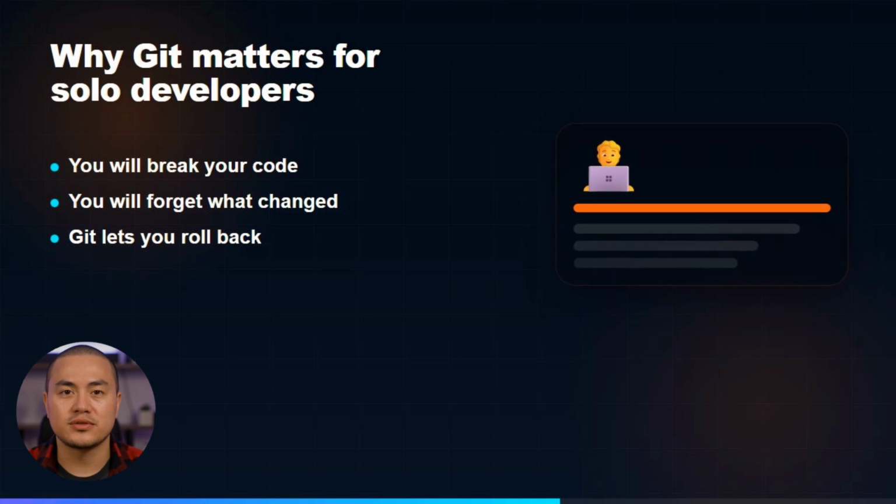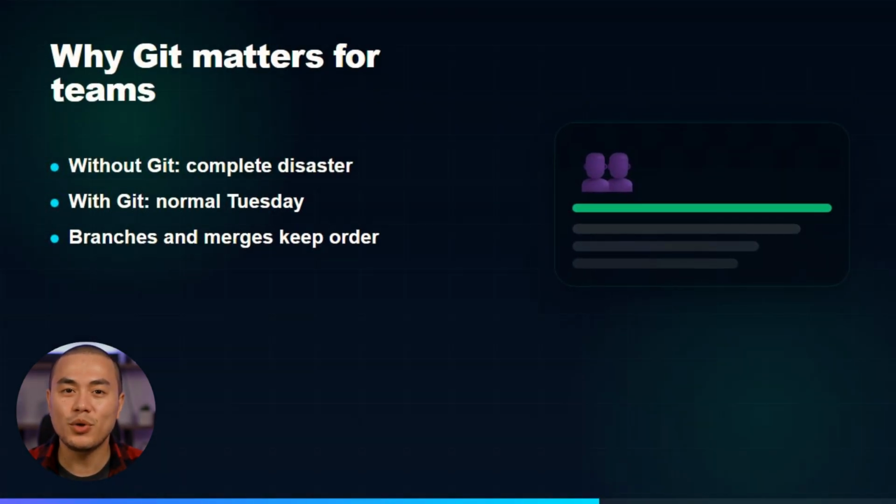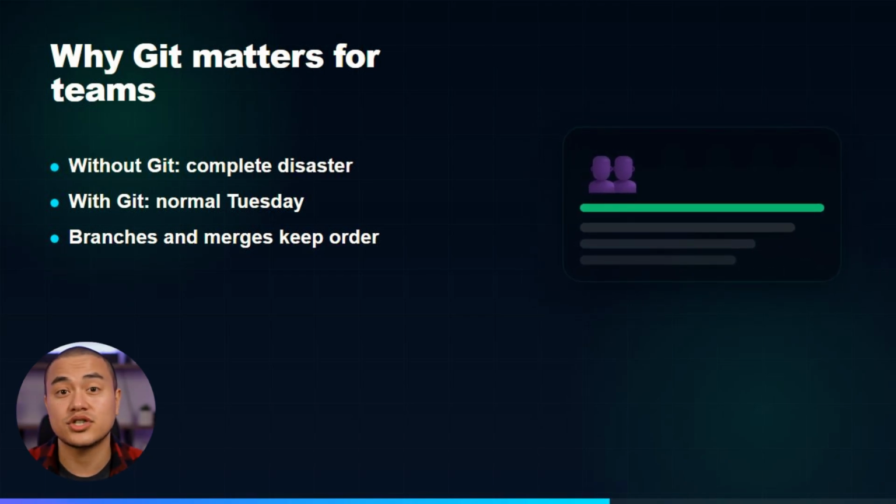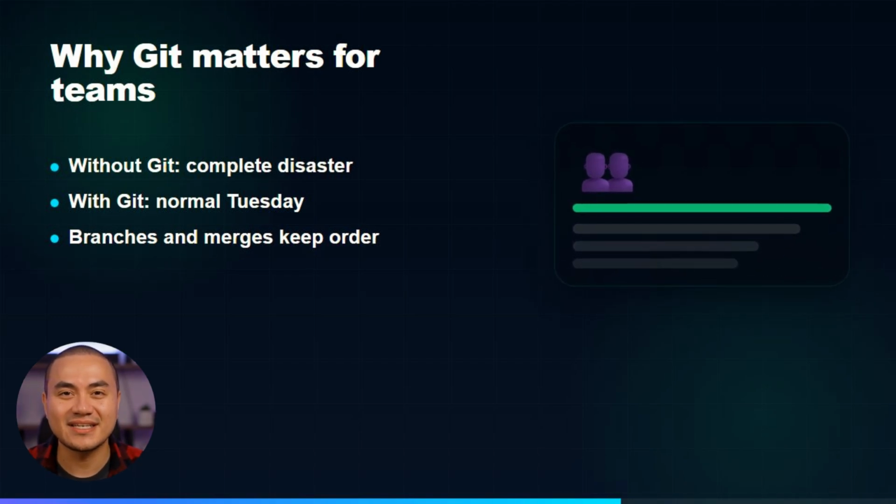Now let's talk about why you actually need this. Solo developers: Git saves your past selves from your future mistakes. You will break your code. You will introduce a bug at 2 a.m. and have absolutely no idea what you changed. With Git, you just roll back and carry on like a professional. Team developers: without Git, two people editing the same file is a complete disaster. With Git, it's just Tuesday. Everyone works independently, branches keep things clean, and merges bring it all together.